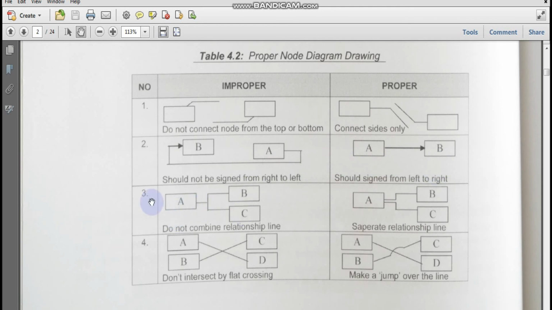And you don't split the relationship lines. You don't combine the relationship lines, sorry, you must split them out very clearly, and you don't cross those lines either. So these are proper diagramming techniques. Keep this in mind when you draw it as much as possible. Crossing is sometimes unavoidable, but then you must use a jump. You don't just cross like that.